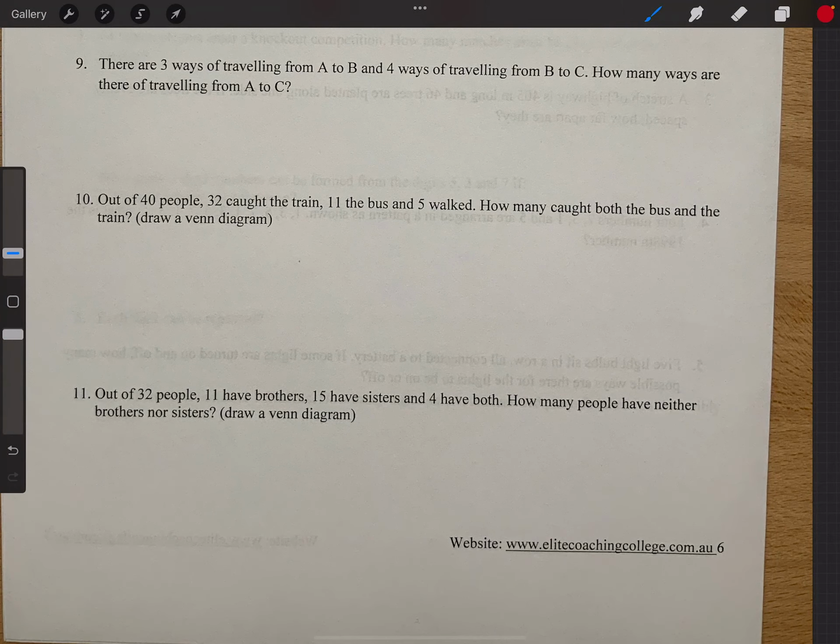So question 9. There are 3 ways of traveling from A to B. So let me see. From A to B, there are 3 ways. And there are 4 ways to go from B to C. Okay, so here's C. 1, 2, 3, 4. How many ways are there to go from A to C?